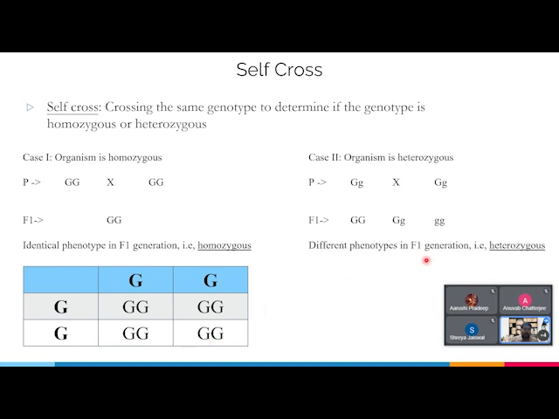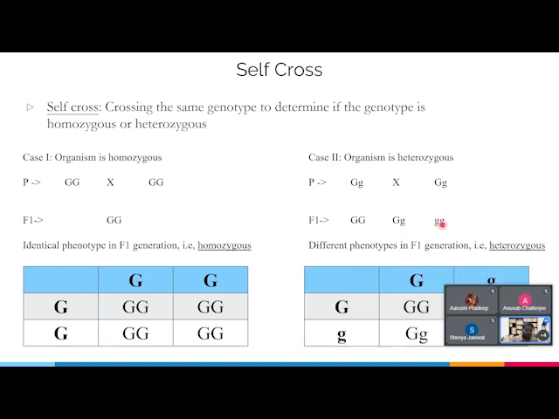In case the organism is heterozygous, when we cross it, we will see a mix, a 1:2:1 combination in the F1 generation, which will tell us that the organism was heterozygous to start with. So this exactly is how we determine if the organism was true bred or not.